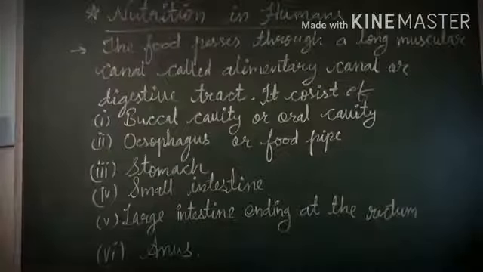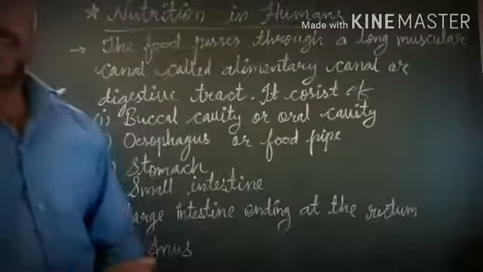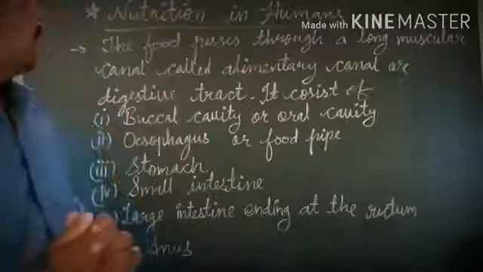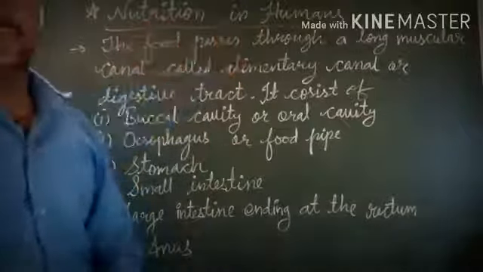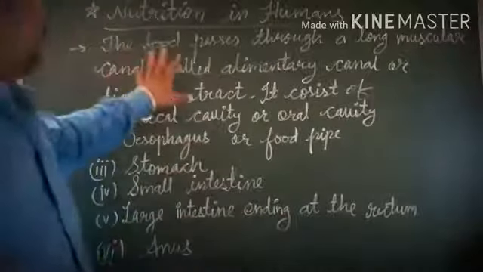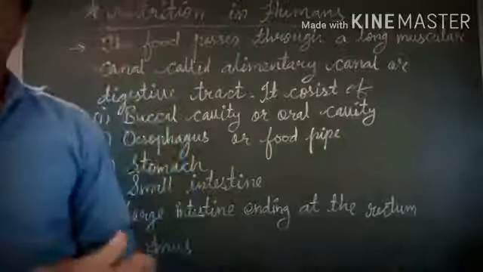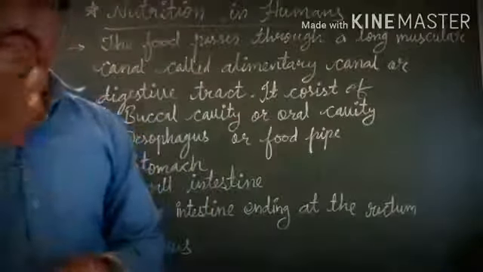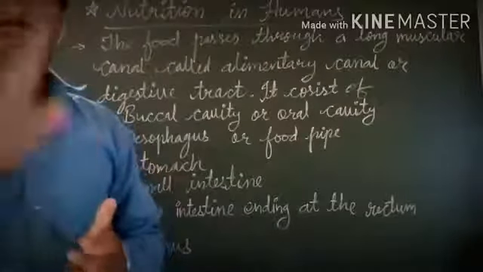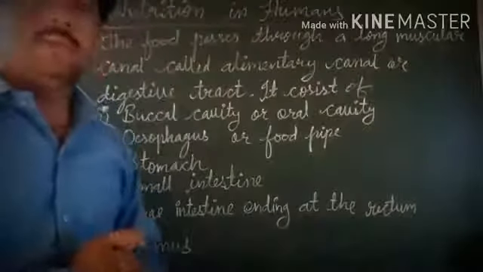Now, my dear students, nutrition in animals. In animals, human beings are a talented animal. So first we will study nutrition in humans. In human beings, the food passes through a long muscular canal called the alimentary canal. Before that, in animals, we ingest food, digest it, absorb it, utilize it, and undigested food is thrown out of the body.